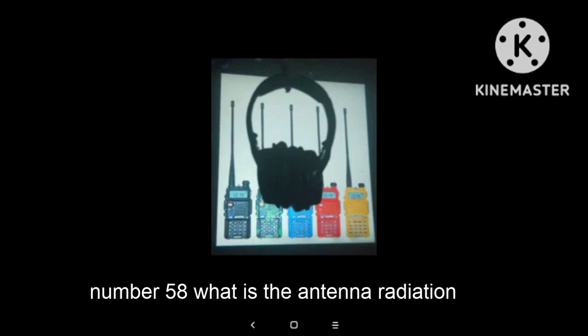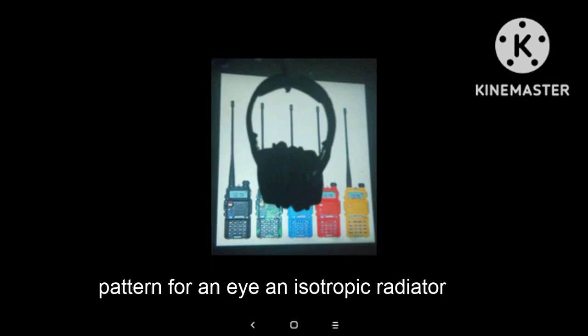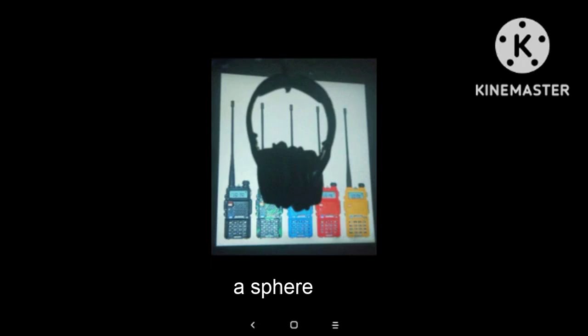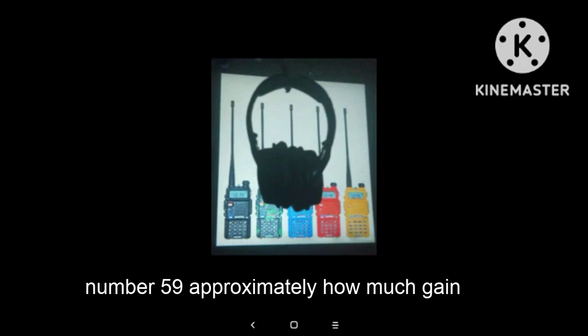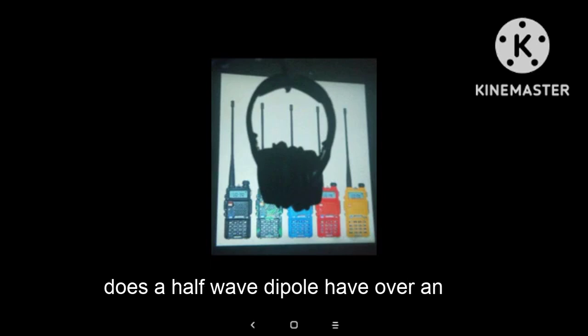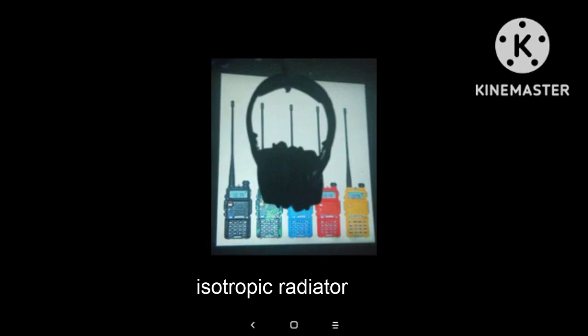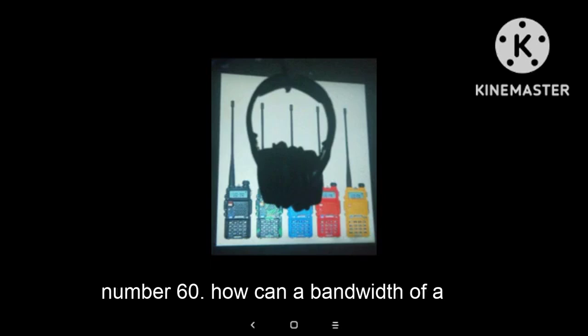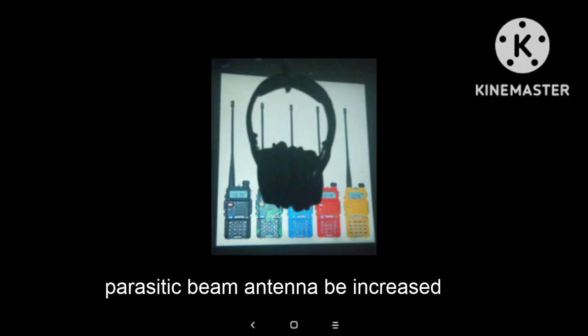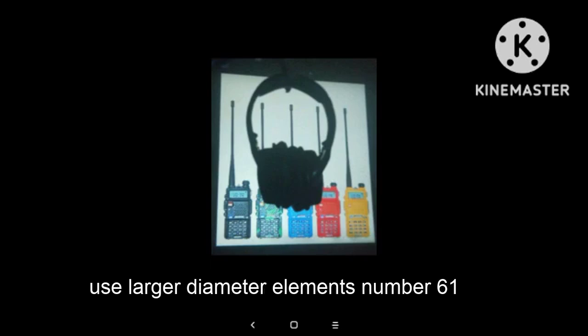Number 58. What is the antenna radiation pattern for an isotropic radiator? A sphere. Number 59. Approximately how much gain does a half-wave dipole have over an isotropic radiator? 2.1 dB. Number 60. How can a bandwidth of a parasitic beam antenna be increased? Use larger diameter elements.